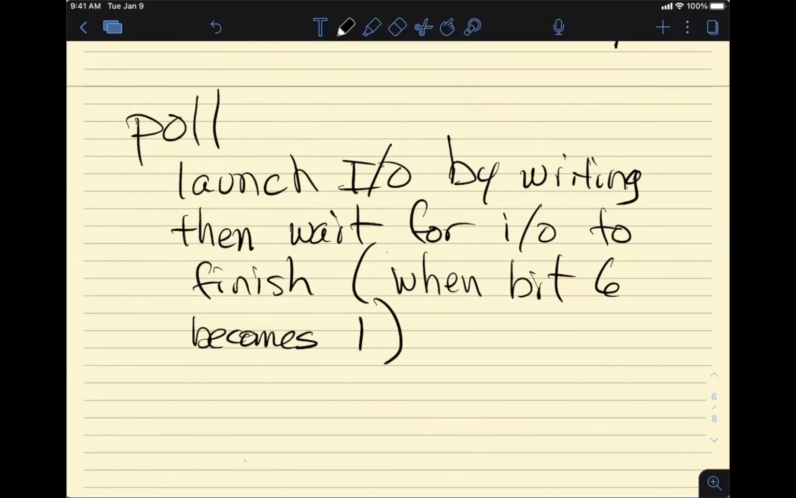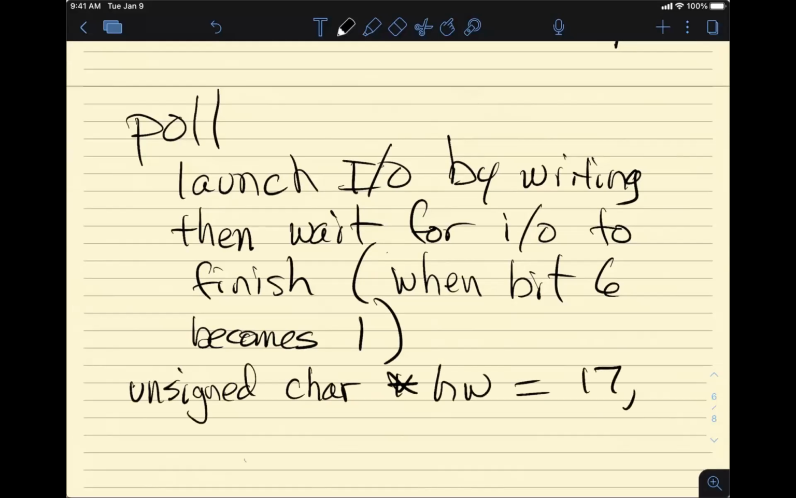So in code, it would look like this. Let's say it's only an 8-bit device. So we'd have unsigned char star hardware. And let's give it the magical hardware address, so 17. This will fail, by the way.